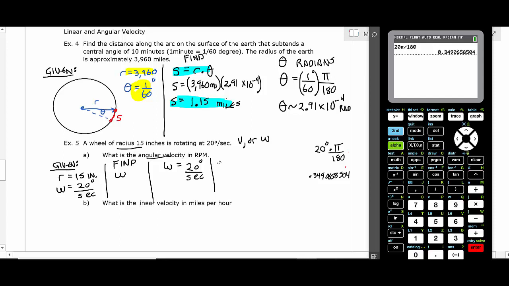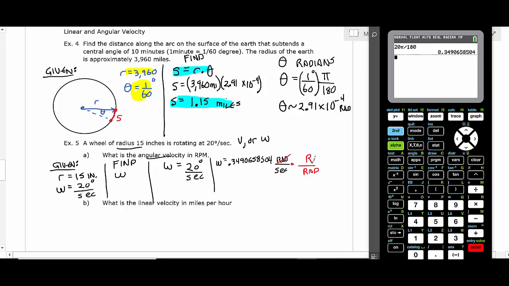Okay, so I'm going to write this like this. We have omega is 0.3490658504 radians per second. Now we got to change this to RPMs. Okay, so what I'm going to do is I'm going to do my unit conversion now. I want this to be in revolutions per minute. So get the radians to cross out.